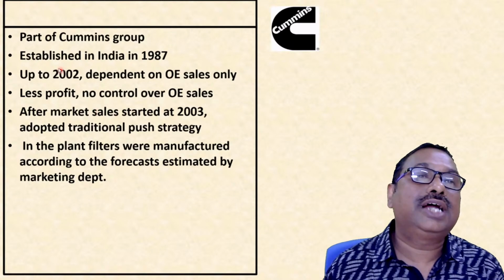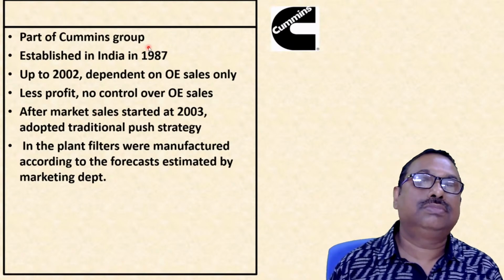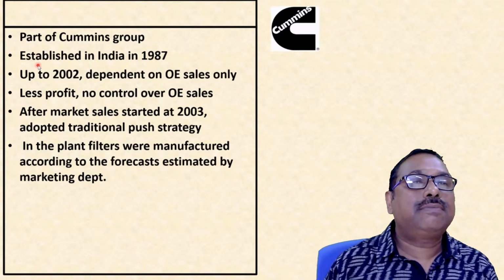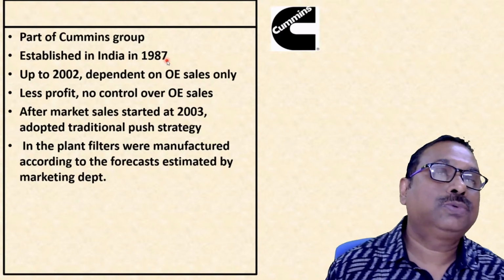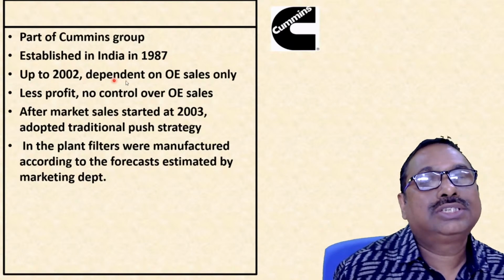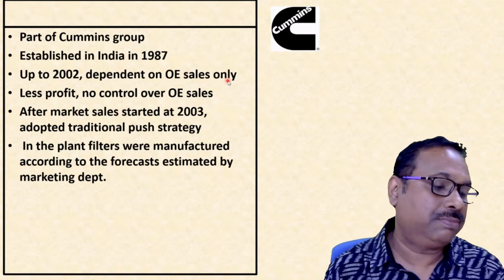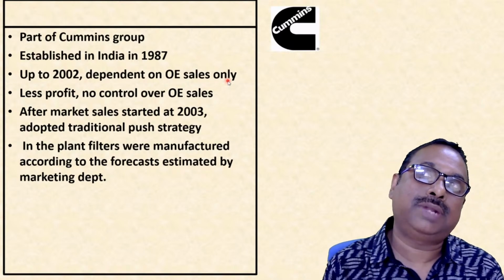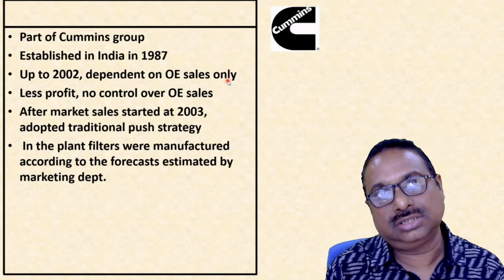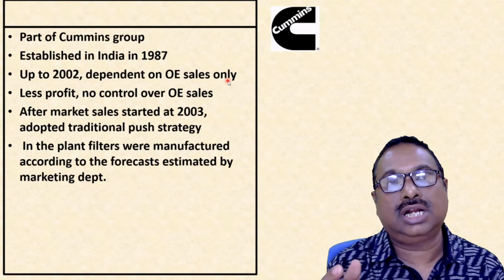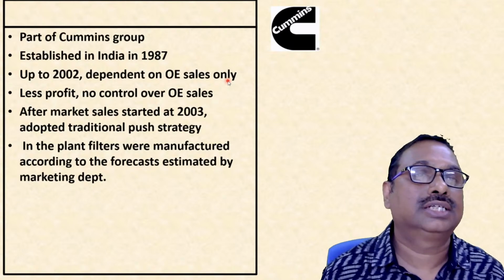Fleetguard Filters is a part of the Cummins Group, the American Cummins Group. It's a big group established in India in 1987. Up to 2002, it was dependent on OE sales only. That means all the filters they were producing, they were supplying only to OE, original equipment manufacturers. So this is all vehicles: Tata, Mahindra, Maruti, Hyundai, etc.